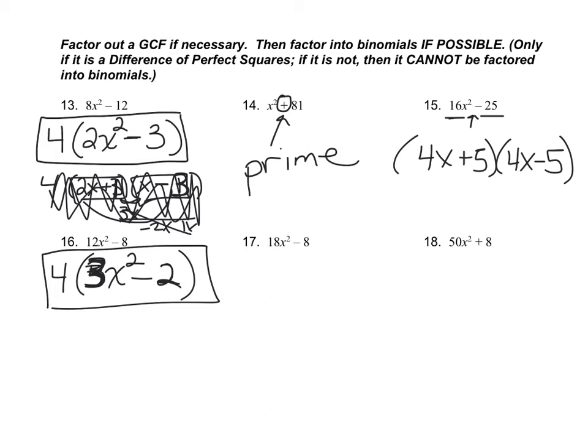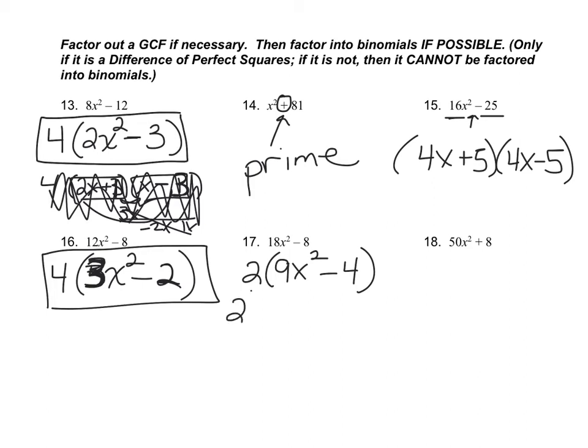Looking at number 17, pull out your GCF. My GCF is 2. When I pull out a 2, I'm left with 9x squared minus 4. Oh, that's a perfect square minus a perfect square. 9x squared is a perfect square, and so is 4, and it's being subtracted. So I have to take this further.